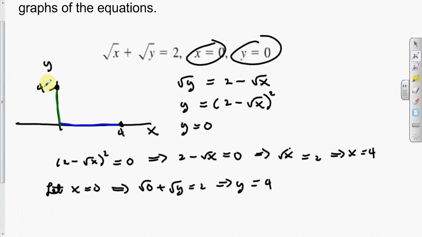This is 4. So here's my problem. My problem, just looking at this y equal to 2 minus the square root of x to be squared, I don't know if this guy is doing this or if it's doing that.